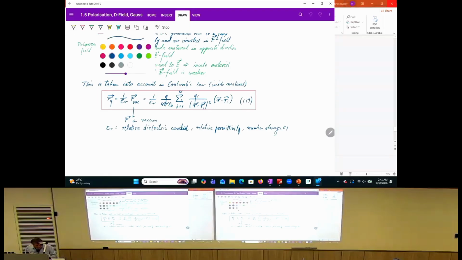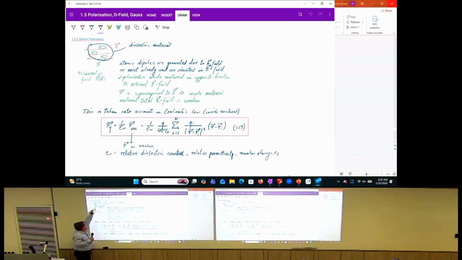And the polarization field, which is due to the material property, due to these dipoles here, they contribute then the polarization field.